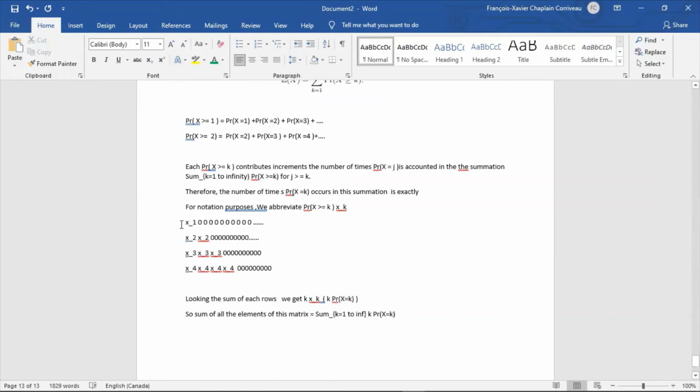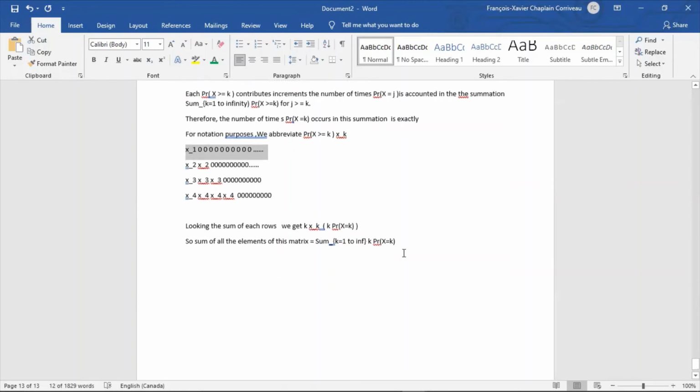Right? So what I did is I added every row. So I looked at the sum of each row, and then I added these sums together. So that will give me the total sum of all the elements added together. But there's another way that you could do this. And the other way is to look at the column sum.